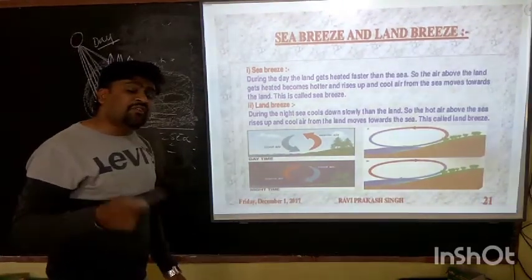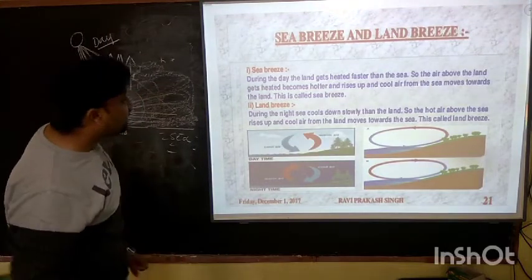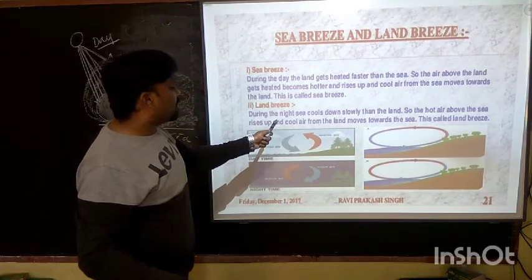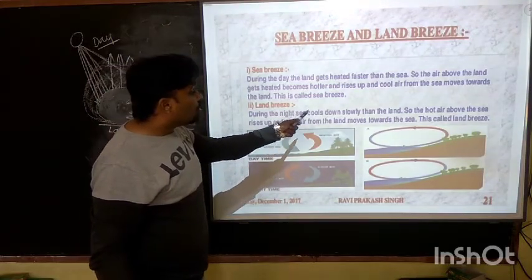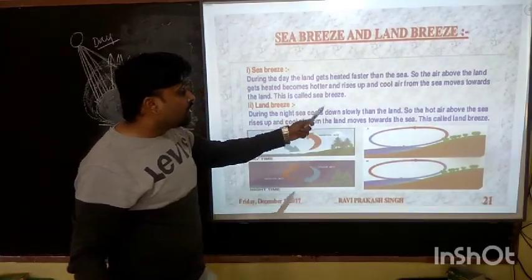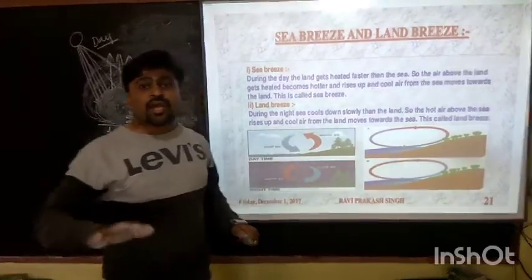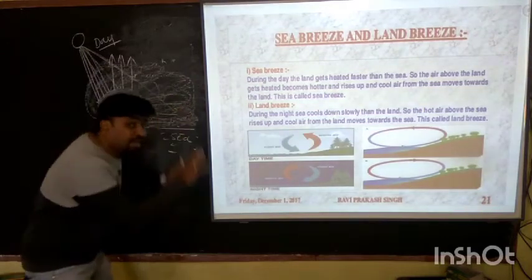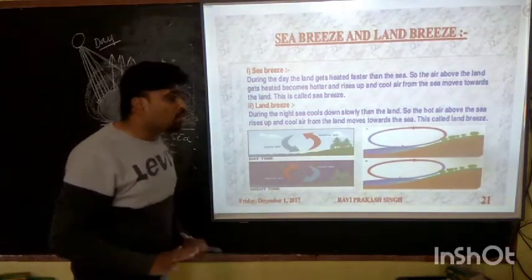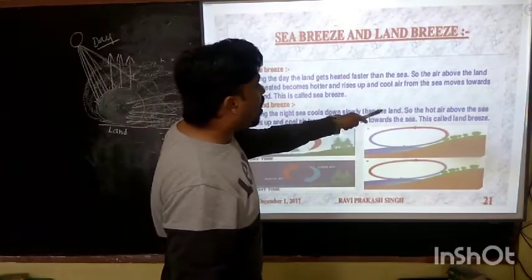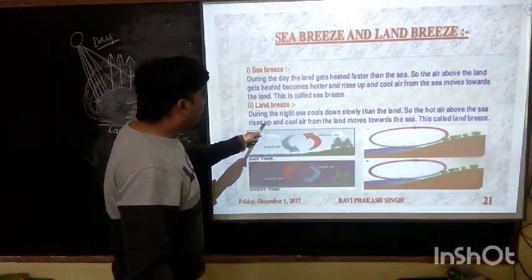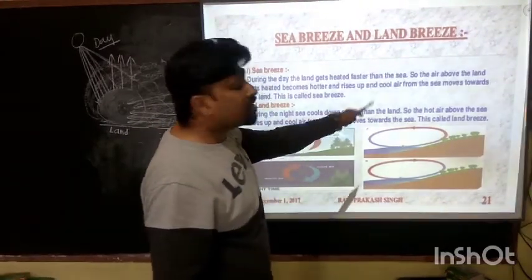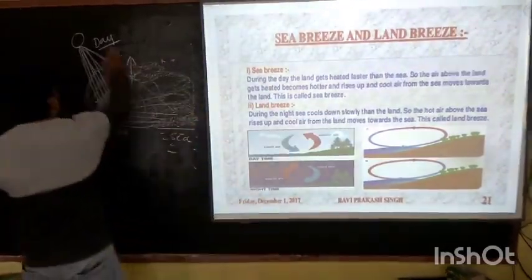In the same way, the reverse process takes place in the night time. That is called land breeze. See here. During the night, the sea cools down more slowly than the land. So at night, compared to the land, the land cools quickly. The hot air above the sea rises up and cold air from the land moves towards the sea. Now we come to the night.